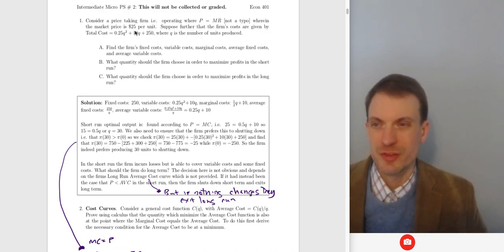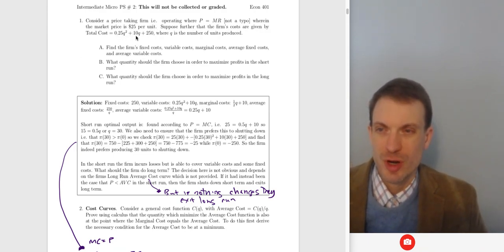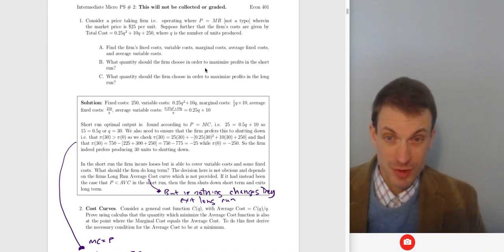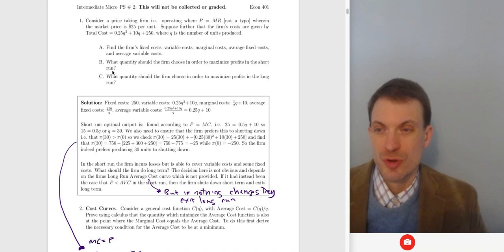Suppose the firm's costs are given by 0.25 Q squared plus 10 Q plus 250, where Q is the amount of output. Find the firm's fixed cost, variable cost, marginal cost, average variable cost, and average fixed costs. What quantity do we produce in the short run? What quantity do we produce in the long run to maximize profits?